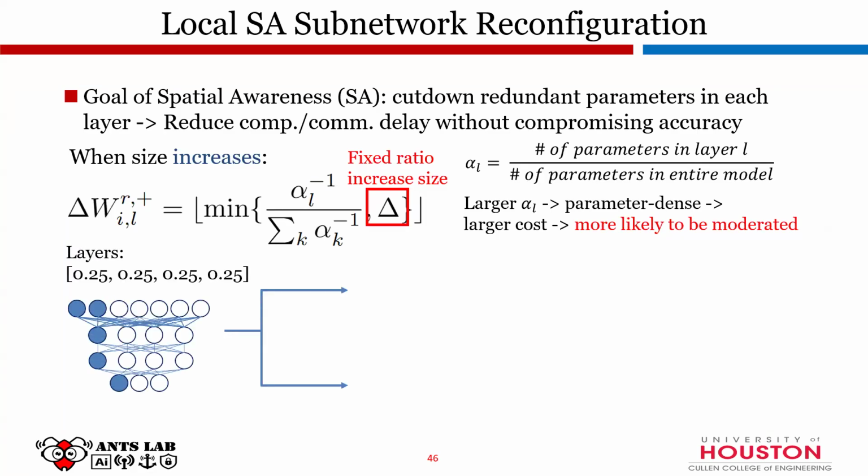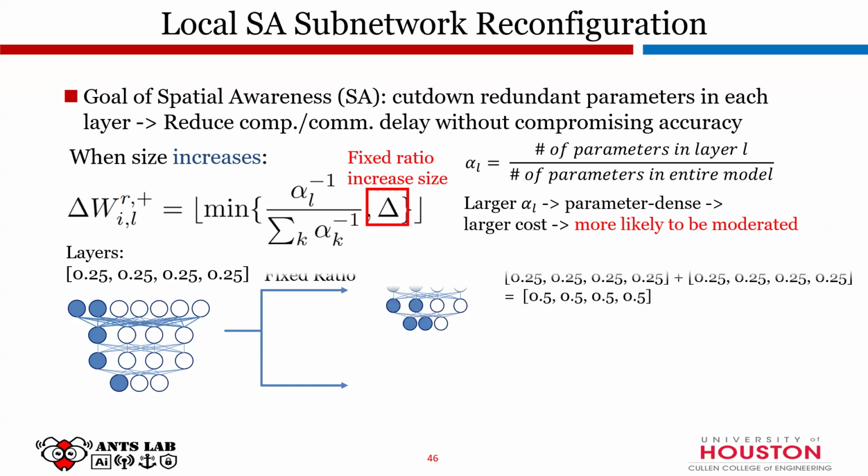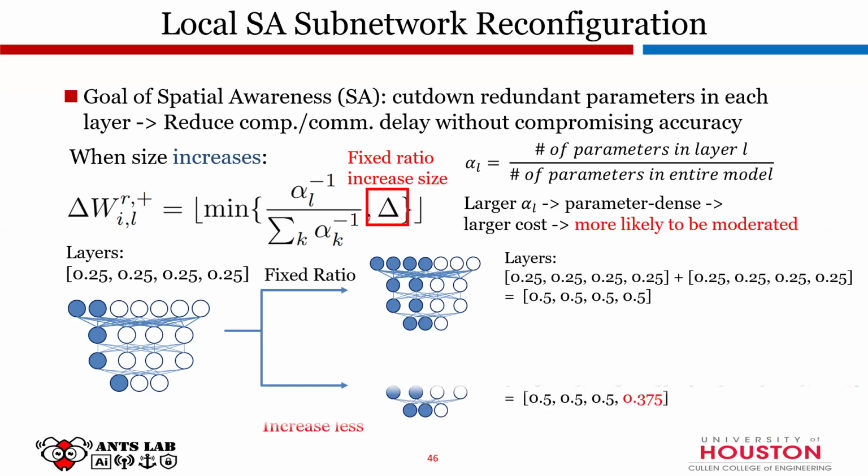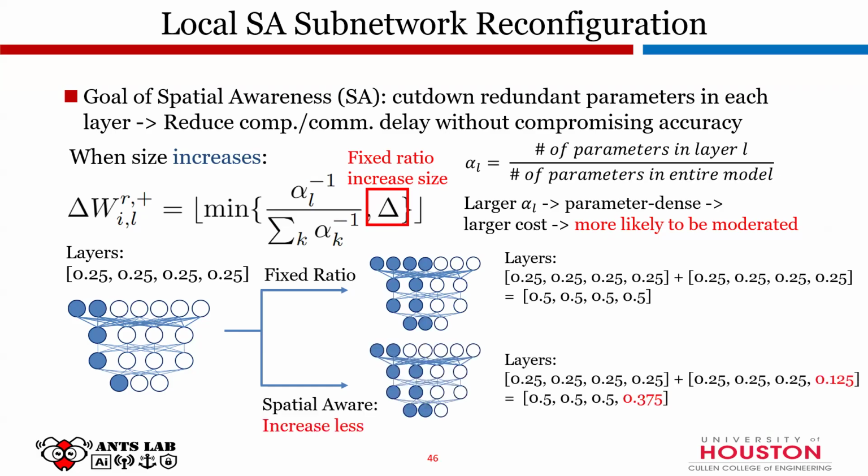Say we have a subnetwork with the 4 layers being the ratio of 0.25. If we go through the fixed ratio, then we just simply add 0.25 with just the fixed ratio increase size. So we've increased it from 0.25 to 0.5. As for the spatial aware, we basically want to increase less of the assign size. So instead of adding 0.25, we actually only add 0.125 at the last layer.